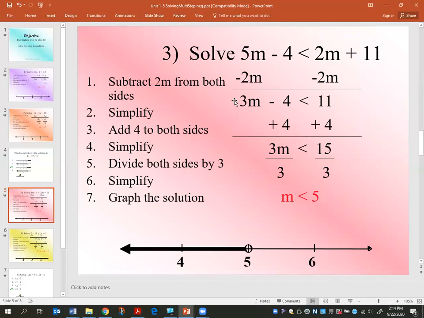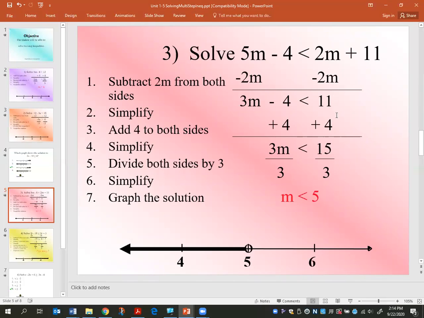On number 5, we're back to the variables on both sides. So I'm revisiting this because we're still having some problems. Remember, I cannot do 5 plus 2 and get 7. I have to subtract the 2m from both sides. That gives me 3m minus 4 is less than 11.